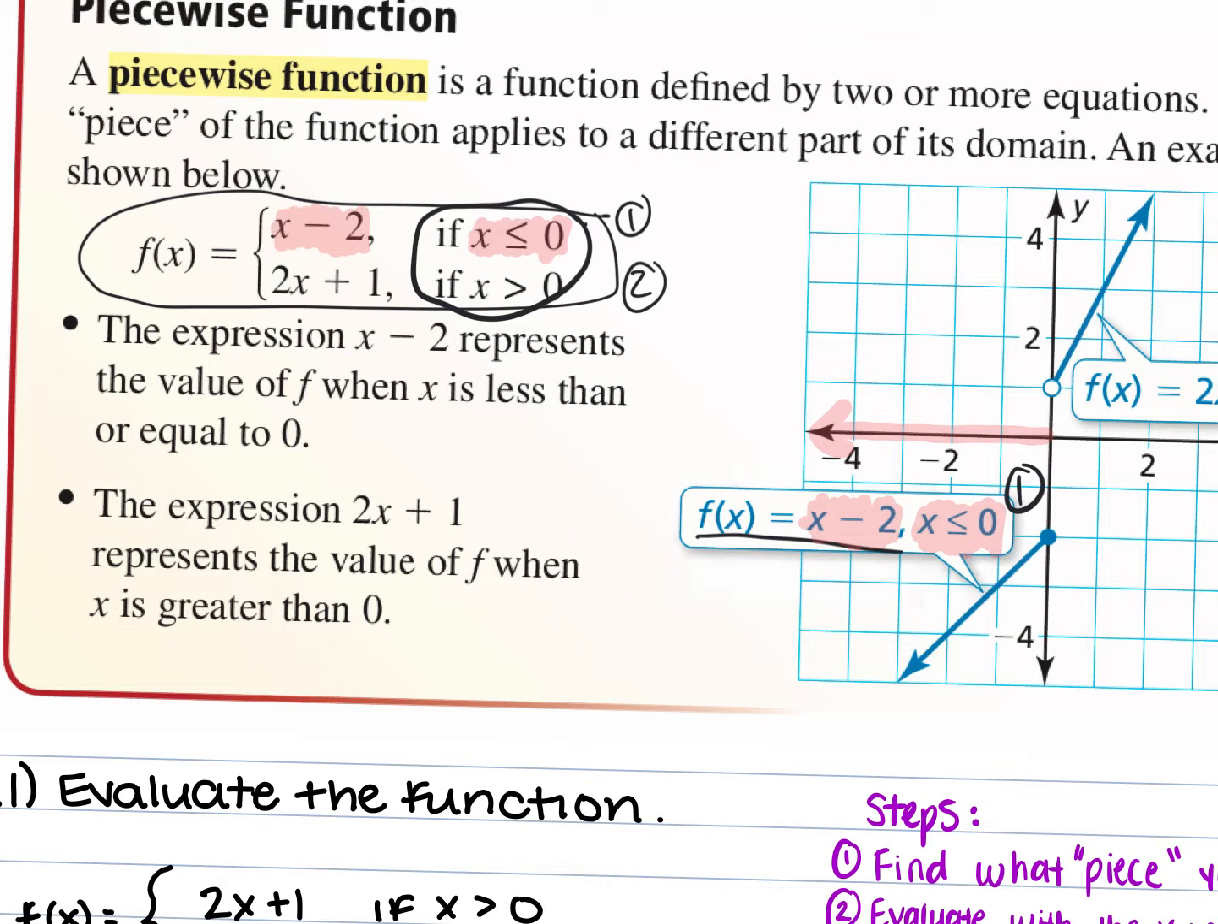Now, the second thing I want you to notice is that it's a closed dot at 0. Why would x being less than or equal to 0 be a closed dot? Nathan? Good. Circle that, guys. If you ever have less than or equal to, it's going to be a closed dot.